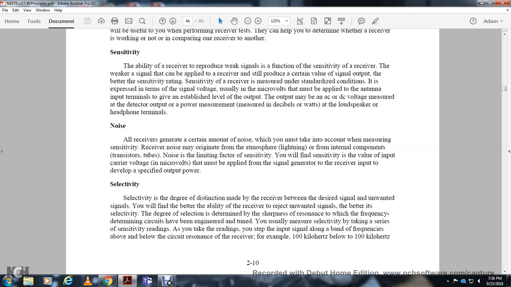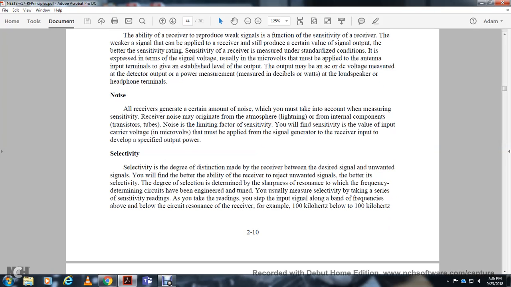Now, as a limiting factor of sensitivity, you will find sensitivity is given as the value of the input carrier voltage in microvolts that must be applied from the signal generator to the receiver input to produce a specified output.